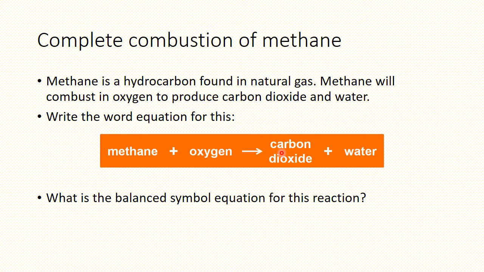Next job is I'd like you to have a go at writing the balanced symbol equation for this reaction. Now I'm going to give you a clue with this one. So methane is of course CH4 formula wise. So use that in order to start off your symbol equation, please. So pause the video now.